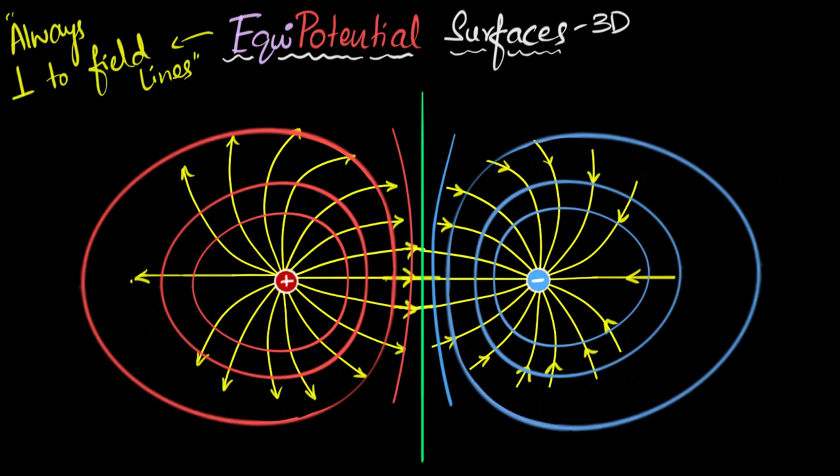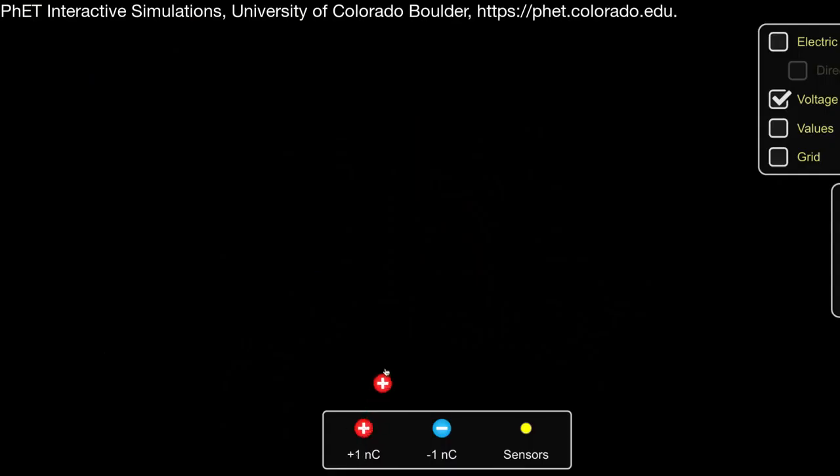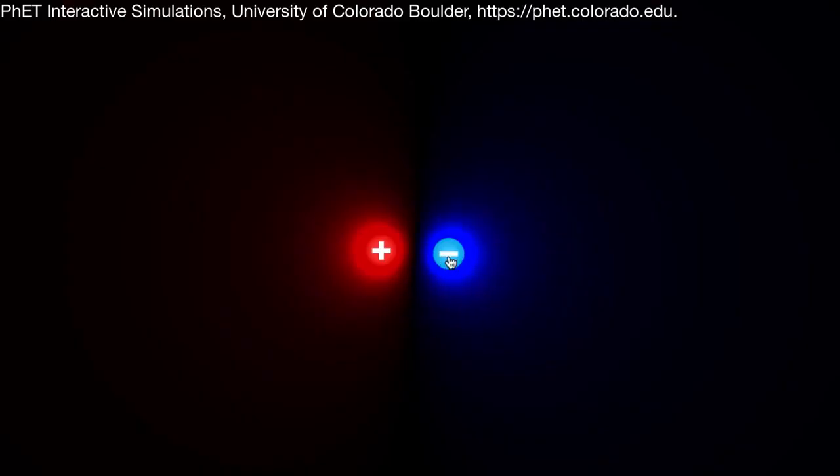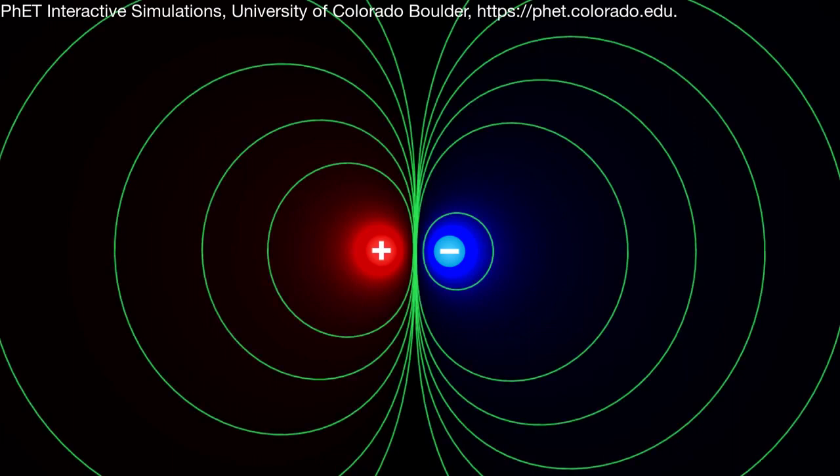And again, we can go back to our simulation. So this time, we'll bring in 1 positive charge, 1 negative charge, and you can kind of see that extension happening on the other side. You can kind of see flattening over here. Now let me draw the equipotential surfaces. There you go. Not exactly like what we drew in our drawing board, but you can kind of see it's becoming flatter over here.